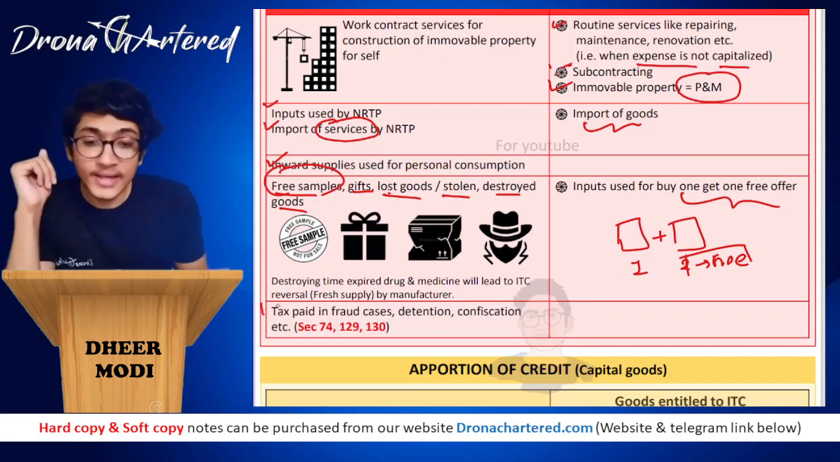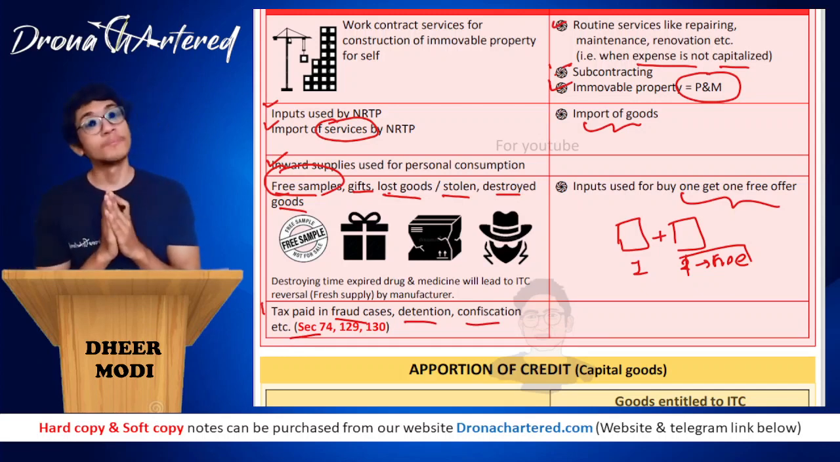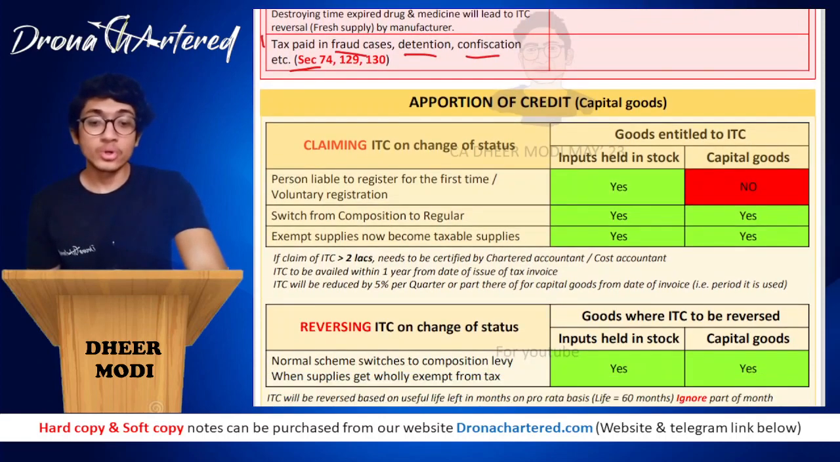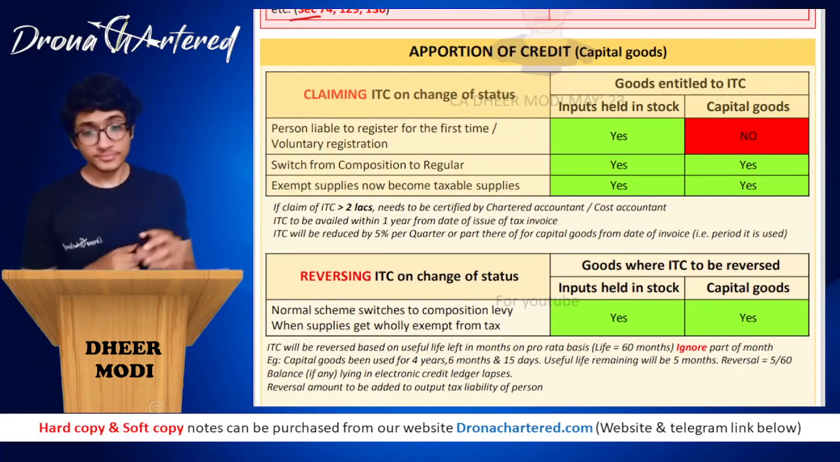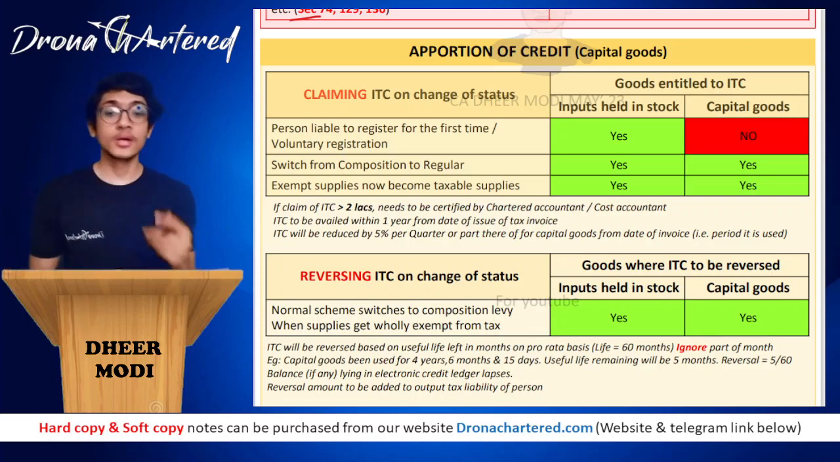And last is any tax paid in fraud cases, detention, confiscation, etc. In such a case also ITC will not be given to you. Clear? Okay. Now this was a block credit. Now coming to the part on apportionment of credit in case of capital goods.